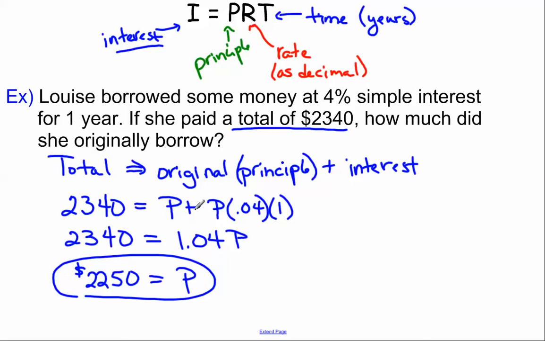That needs to equal our original, which we're calling P for principal. And then the interest. How do I calculate the interest? I take that P again, times my rate, 4%, move the decimal over 2, get 0.04, and my time, 1 year. Combining our like terms, 1p plus 0.04p gives me 1.04p. Divide both sides through by 1.04, and we find out that originally she borrowed $22.50.